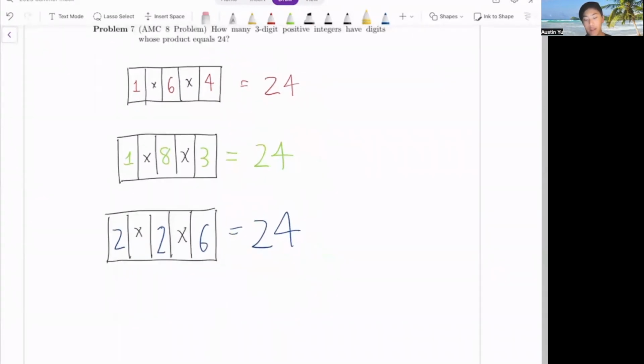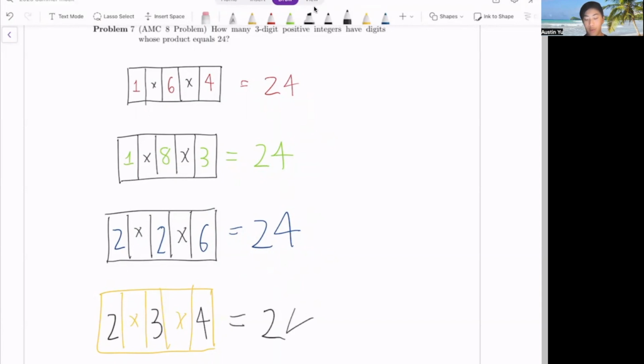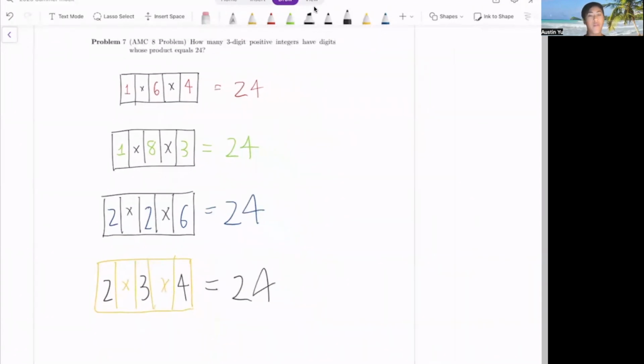And then the last one, let's see, 3 numbers again. This time, there's 2. 2 times 3, that's 6 again. And then 6 times 4 equals 24. So these are your 4 solutions, but we're not done yet, because these solutions can be mixed and matched into different ones.